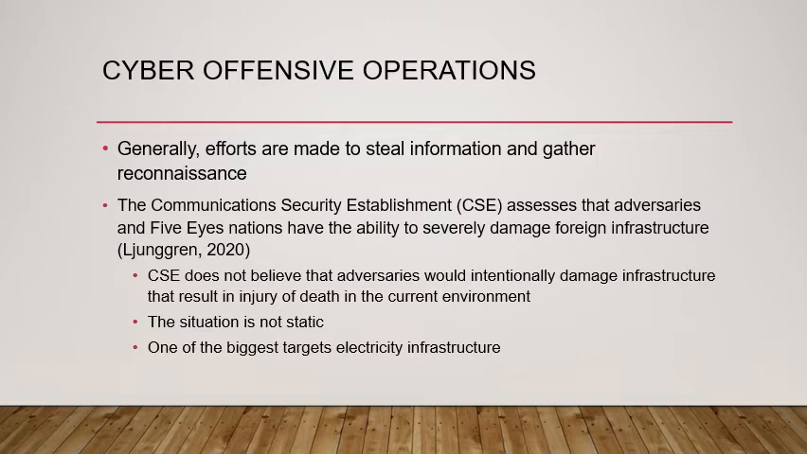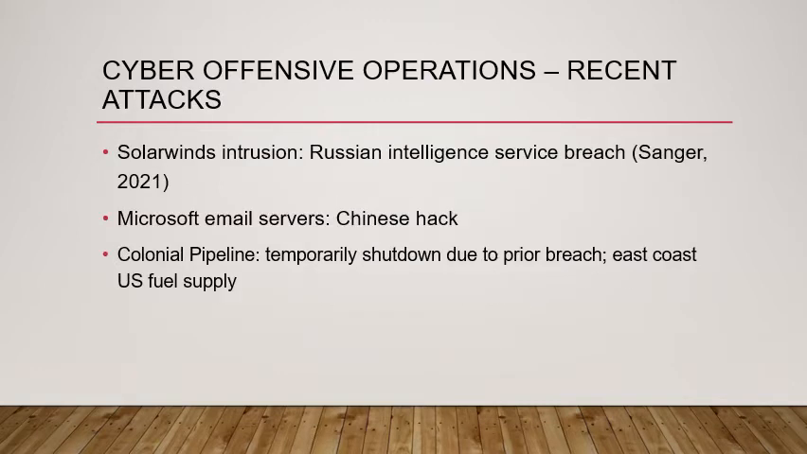So Canada's own Communications Security Establishment, CSE, did a report and conducted an assessment that our adversaries to the Five Eyes nations absolutely have the ability to cause catastrophic damage to infrastructure. However, they don't believe the adversaries would intentionally damage infrastructure at that time. They wouldn't intentionally do anything that would lead to death within the current environment. But as I said, the biggest concern is our electricity among all, that everything could come tumbling down very quickly with that one aspect being taken out.